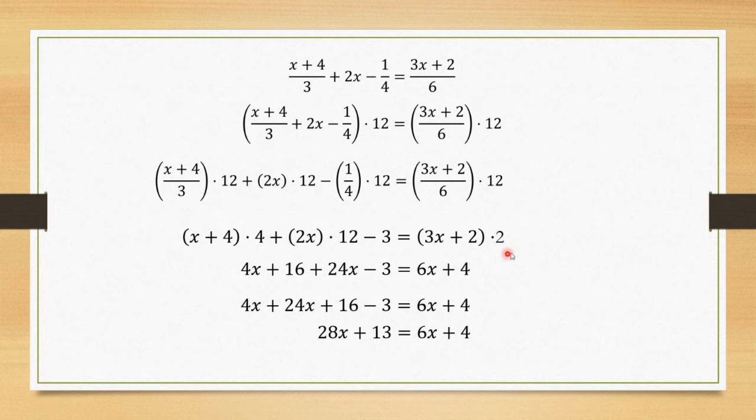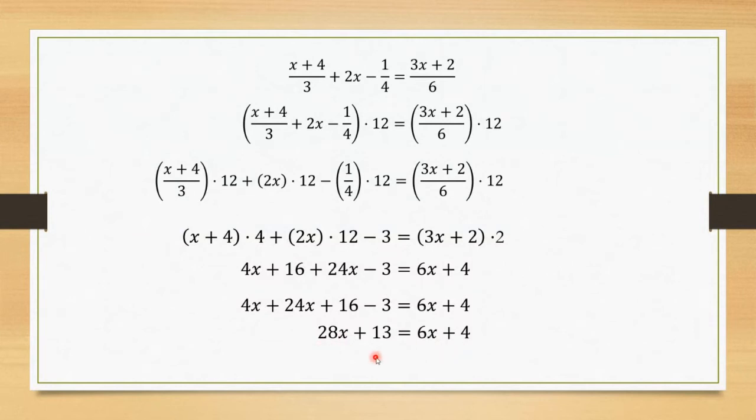So we have all this. Now, we distribute. As you can see, that's what I'm doing here. 4 times x is 4x. 4 times 4 is 16. 12 times 2x is 24x. We have the 3 here. 2 is distributed. I'm not done yet, but we have all this. You can combine like terms, and you get this equation.